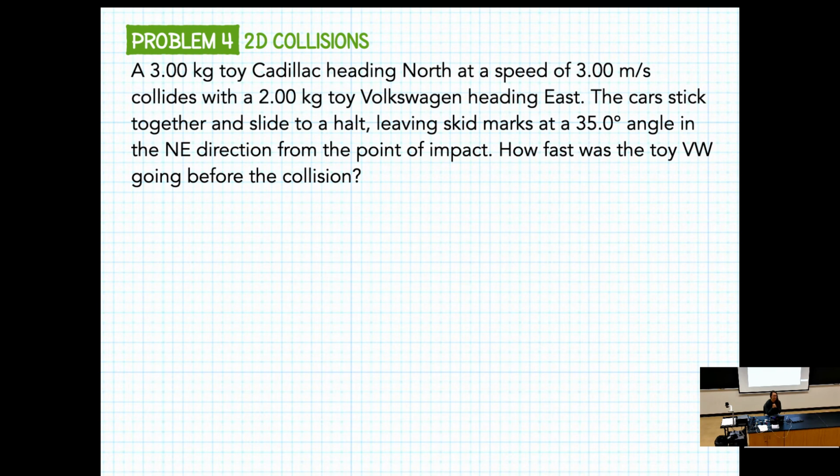The cars stick together, so what does that tell us about the problem? What kind of collision is this? Perfectly inelastic. A perfectly inelastic collision. So energy is not conserved, okay? We're not going to deal with energy at all in this problem. They stick together and they slide to a halt. They leave skid marks at a 35-degree angle in the northeast direction from the point of impact. We want to know how fast was the first car going, okay?